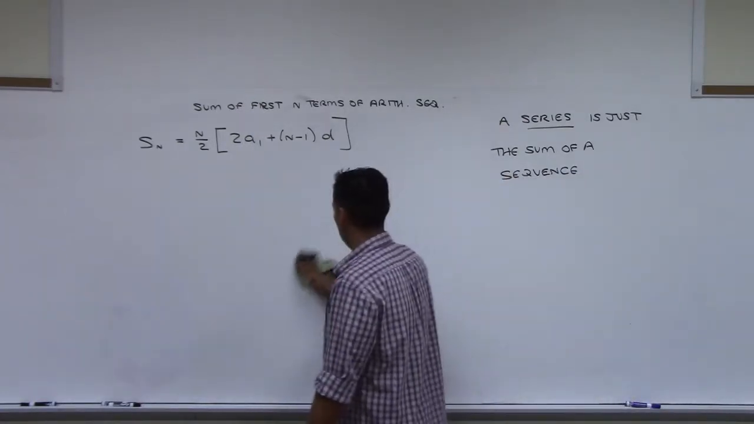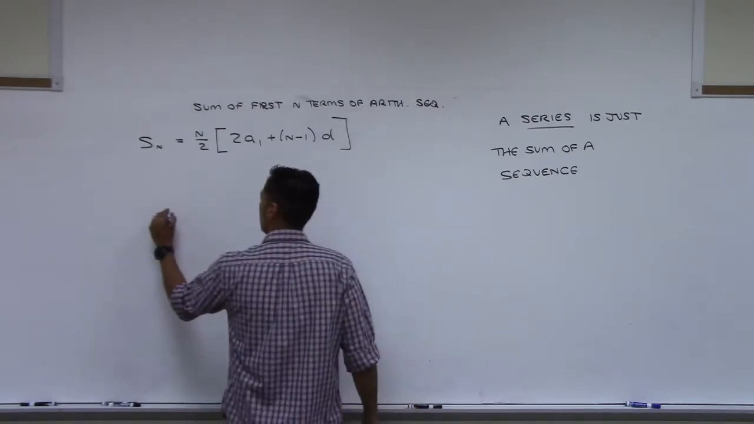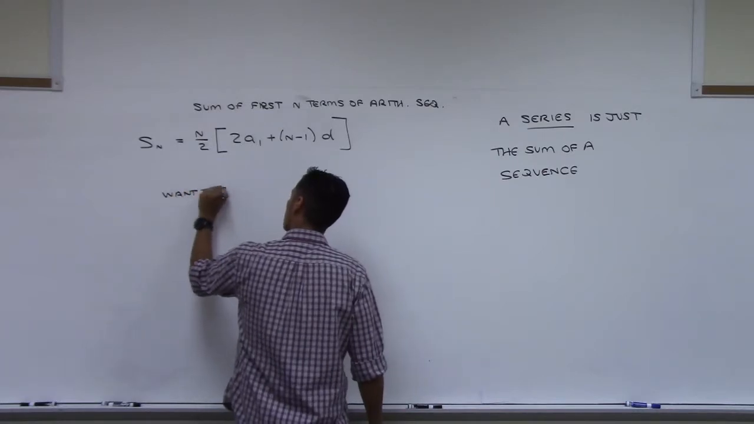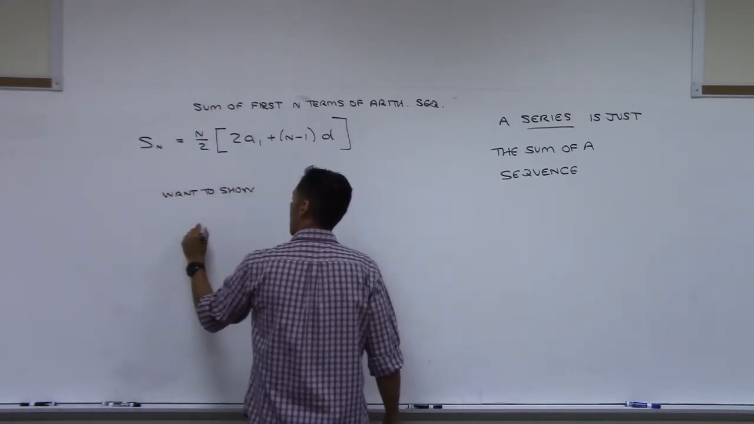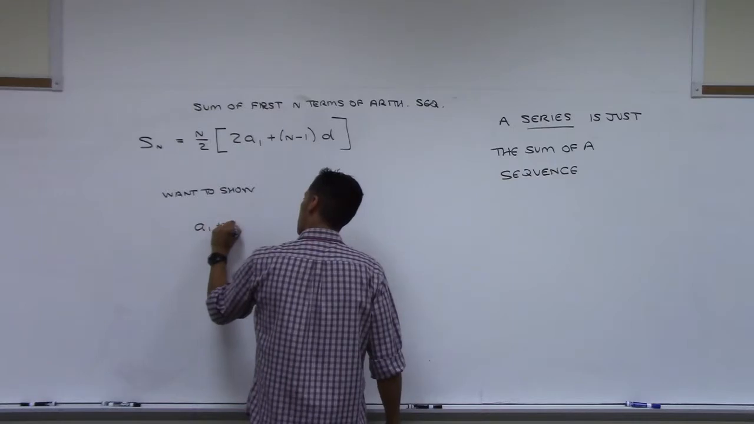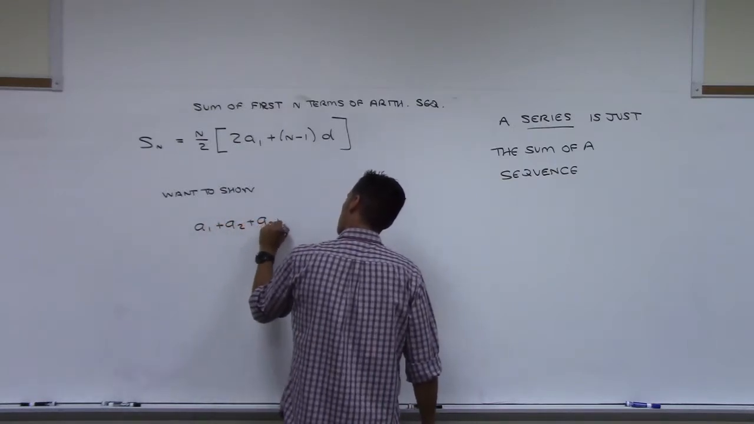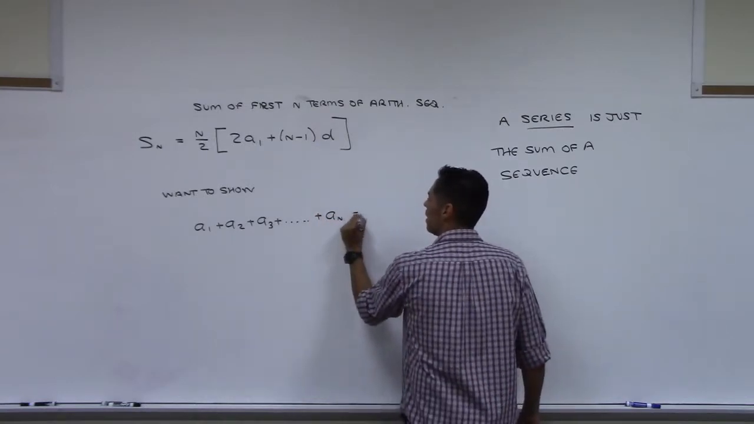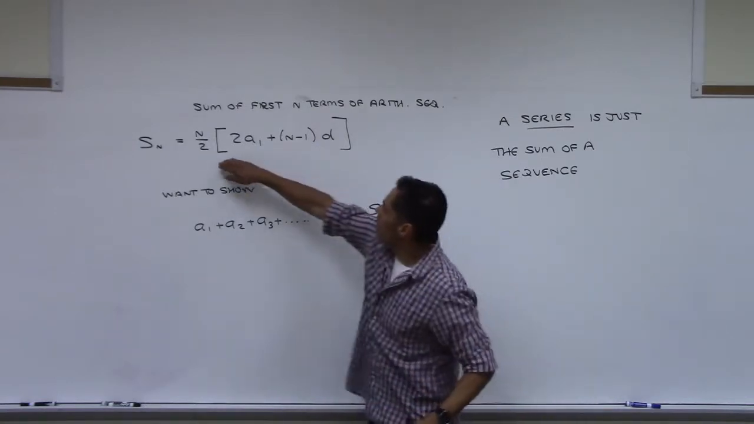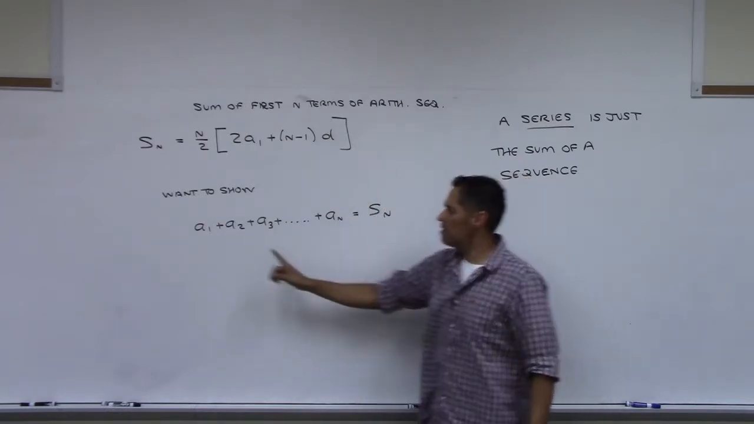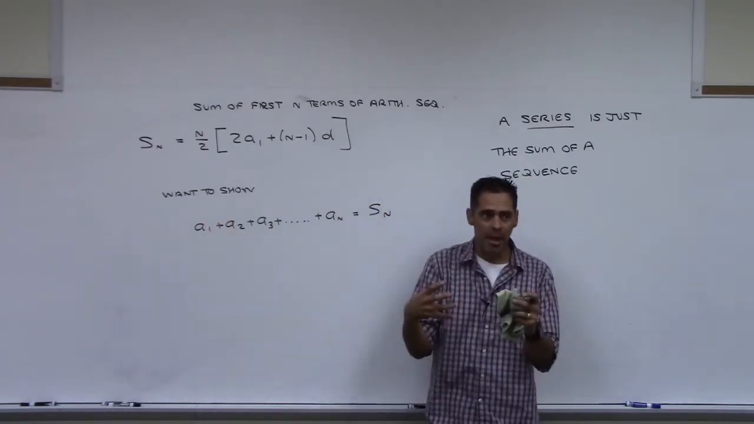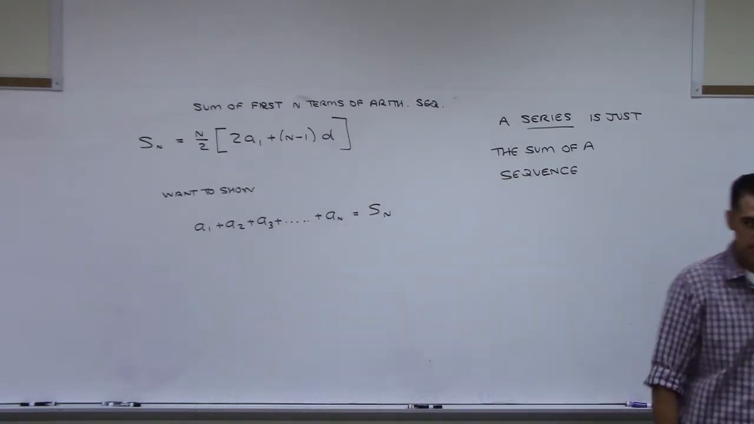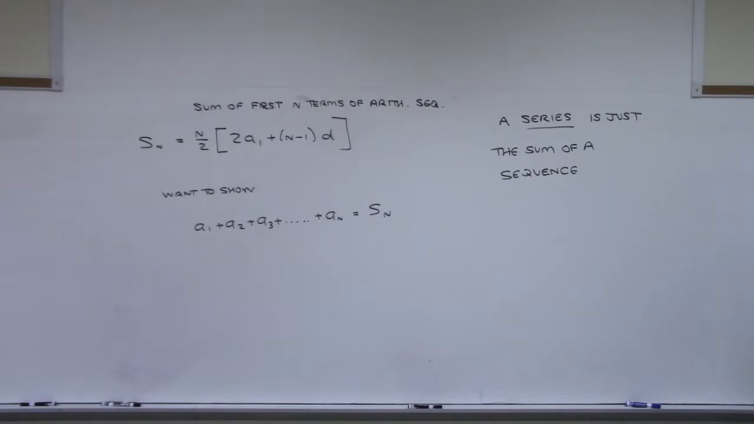Let's try it. Let's make sure we understand what we're trying to show. We want to show that A1 plus A2 plus A3, all the way till you get out to A sub n, is equal to that ugly thing. See, if I take all the pieces of the sequence and add them together and stop at n, that it adds up to be that, right? So if I can show you that, you'll be happy?